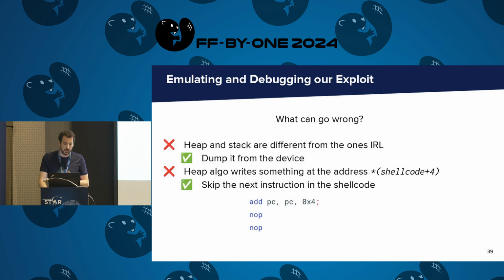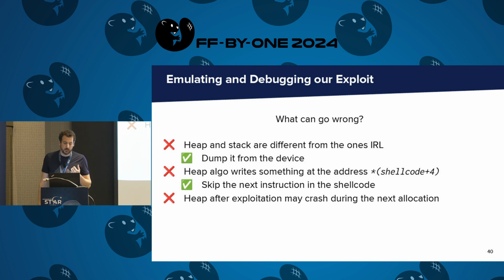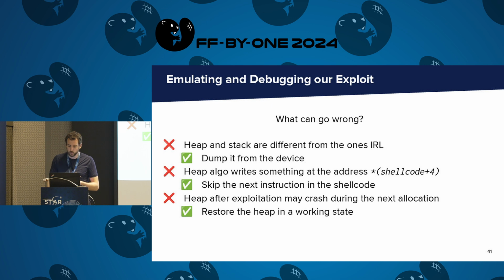We have the first instruction that will skip the overwritten word by adding to the program counter. And the final problem we have is that the heap after the exploit is in a bad state, we messed with the free list, so it will crash after the next allocation or after the next free. And there is no easy way to fix that. We need to recreate the free list such that the heap is in a working state. So with all that being done, we have the same exploit that will work the exact same way on both environments.